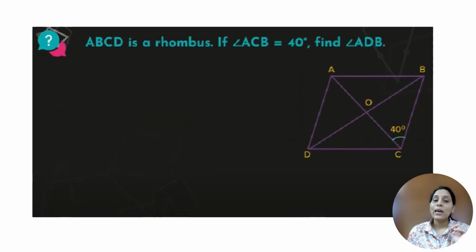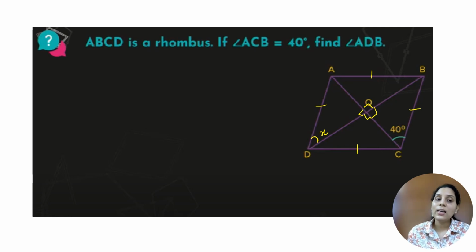Next one. ABCD is a rhombus. If angle ACB is 40 degrees, find angle ADB. You need to find this. So ABCD is a rhombus. What are the properties of a rhombus? We know that all sides are equal. And what are the diagonal properties of a rhombus? The diagonals bisect each other at 90 degrees. So these are all 90 degrees, right?